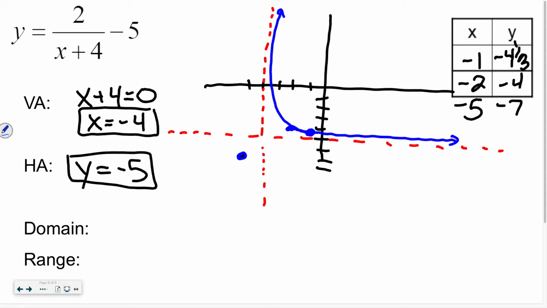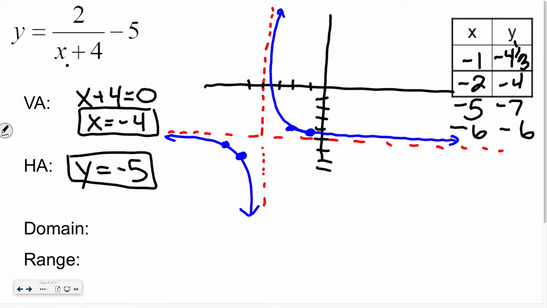Sure, let's do -6. It doesn't really matter. Even if you get fractions, we're not scared of fractions. Oh, yeah, this one's nice, though, isn't it? -6 plus 4 is -2. 2 divided by -2 is -1. -1 minus 5 is -6. So that's a good one to choose. So now we're up here. Okay, so now that just kind of confirms what I thought, right?